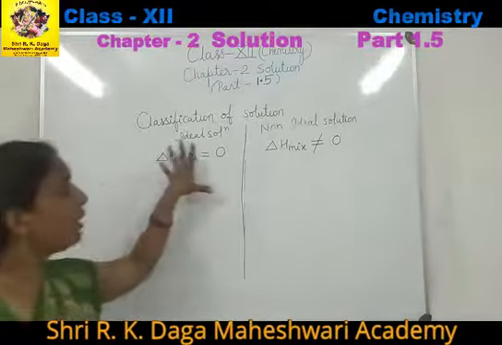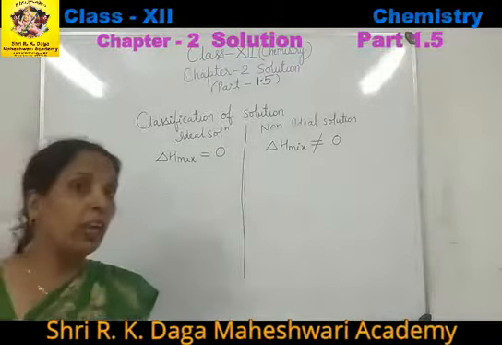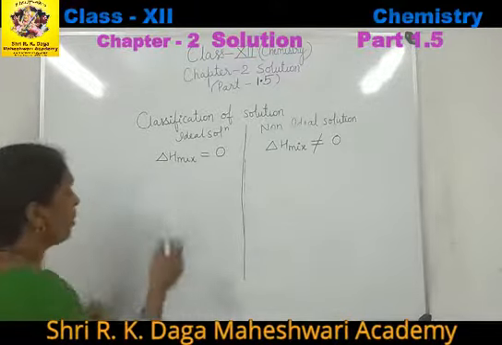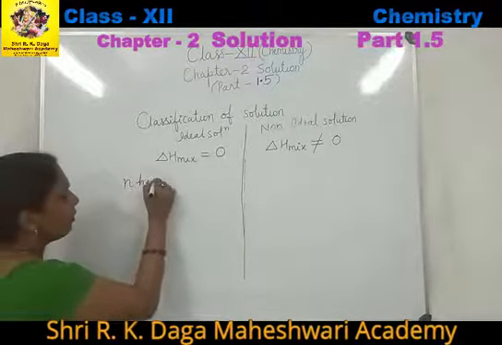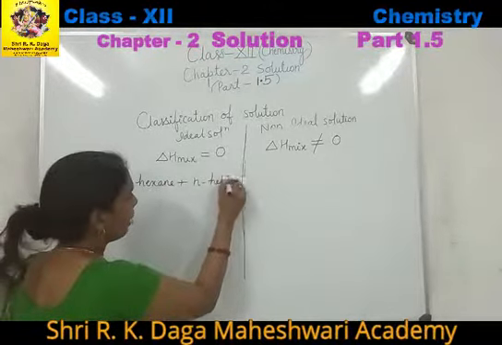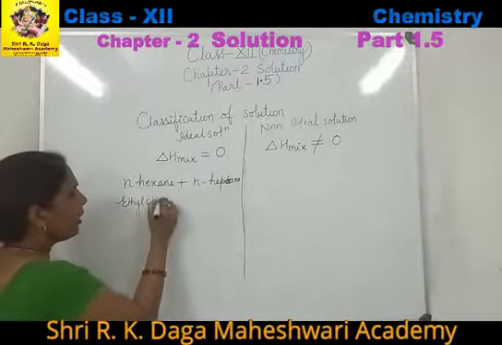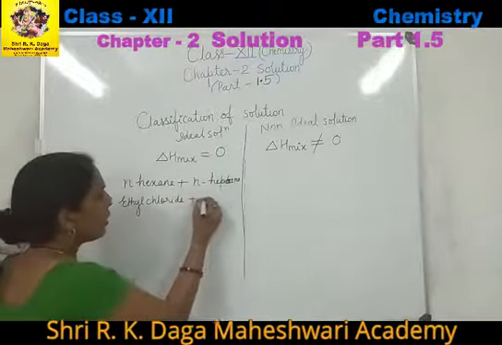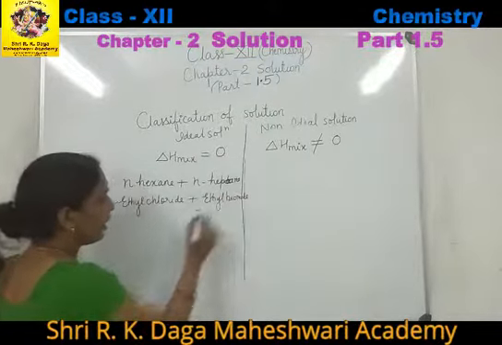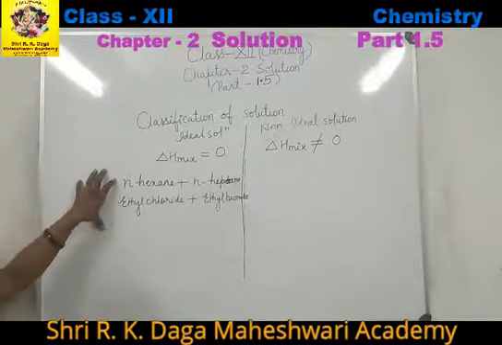Now, what are the examples of ideal solution? If you want to identify the ideal solution, the names of the components will be rhyming. There will be a rhyme in the names of the components. For example, n-hexane plus n-heptane. They are sounding the same. Ethyl chloride plus ethyl bromide. They are sounding the same. So when the components' names sound the same, we will call it an ideal solution.